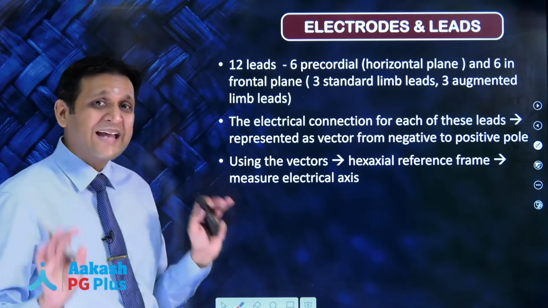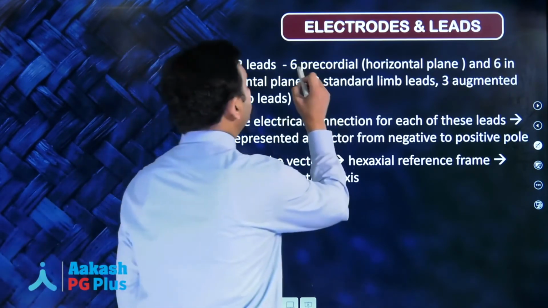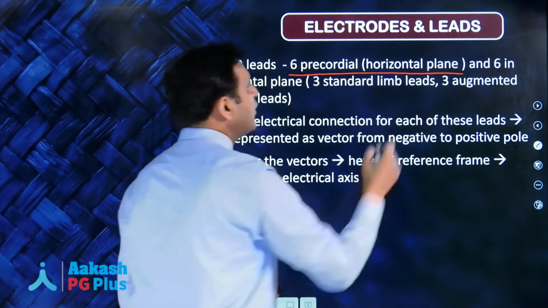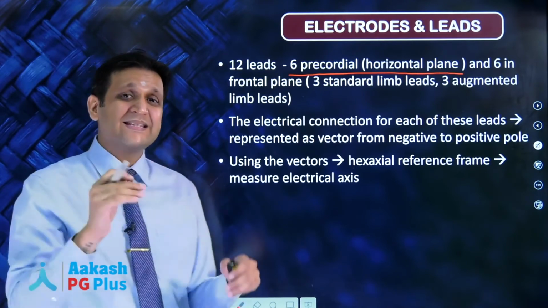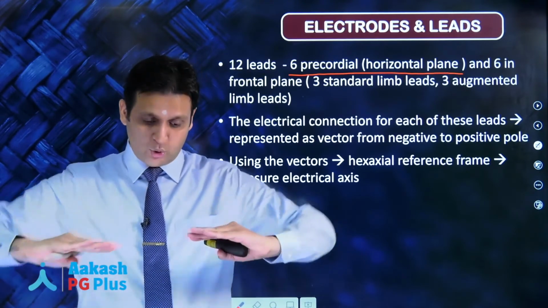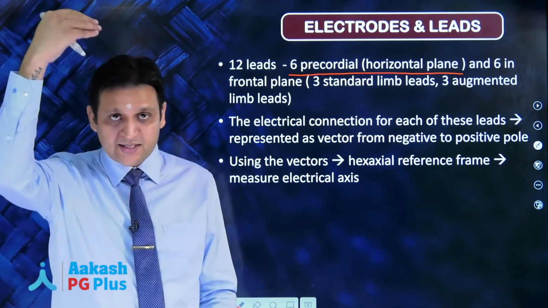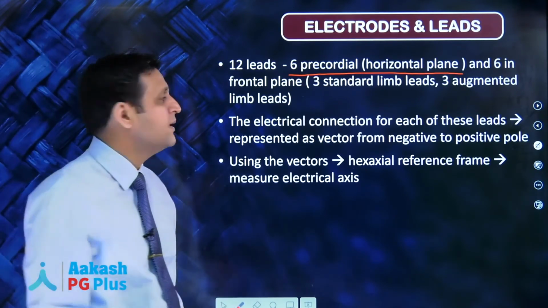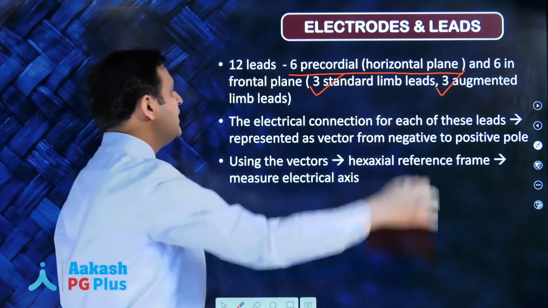Fine. So, the standard leads that are available in an ECG are 6 precordial leads. I am sure you already know about it: V1, V2, V3, V4, V5, V6. These 6 leads look at the heart in a cross section, the horizontal plane. Then there are 6 leads that look at the heart in the vertical plane, right? There are 3 standard limb leads and 3 augmented limb leads, which we will be discussing.